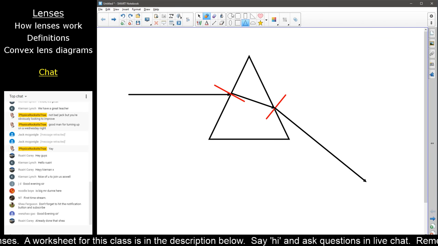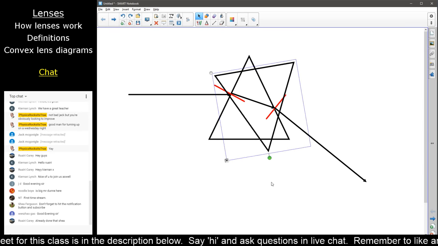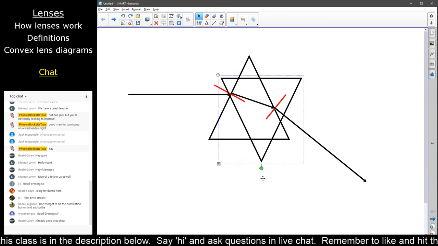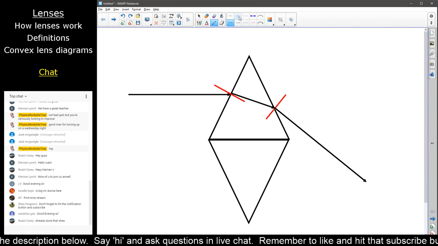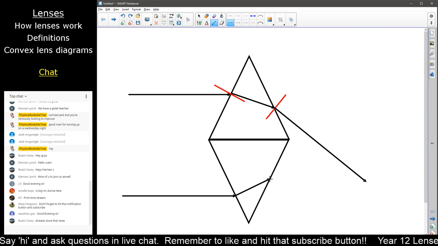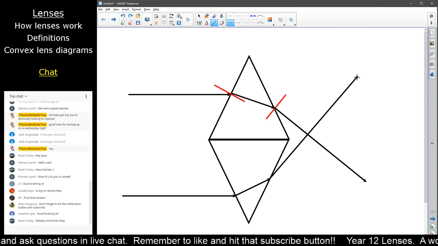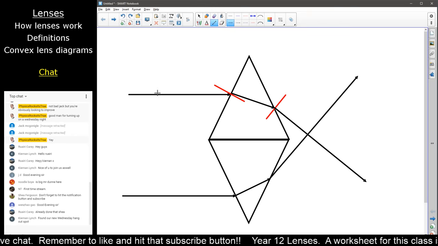Now, if I get the exact same prism and I turn it upside down like that and stick it to the bottom, I get this kind of shape. So if another ray of light was coming this way, then the exact opposite situation happens. It bends that way, and then it bends downwards again, and on the way out, it goes like that.